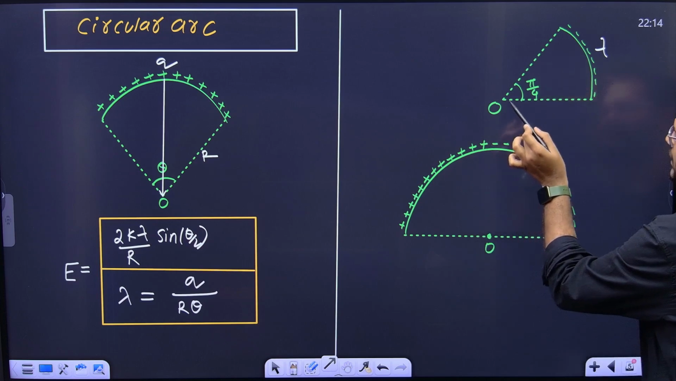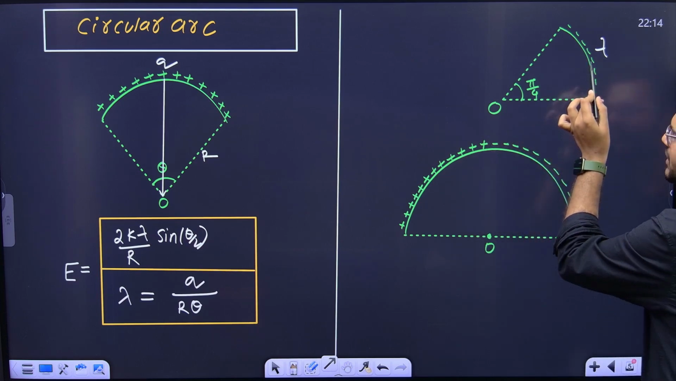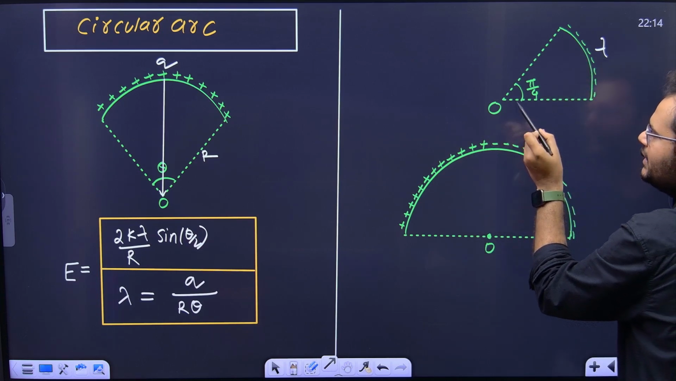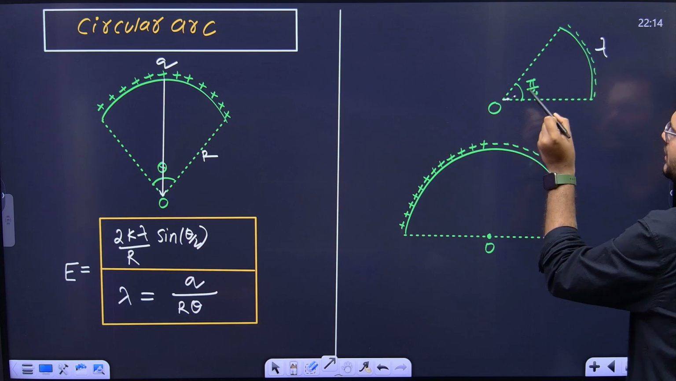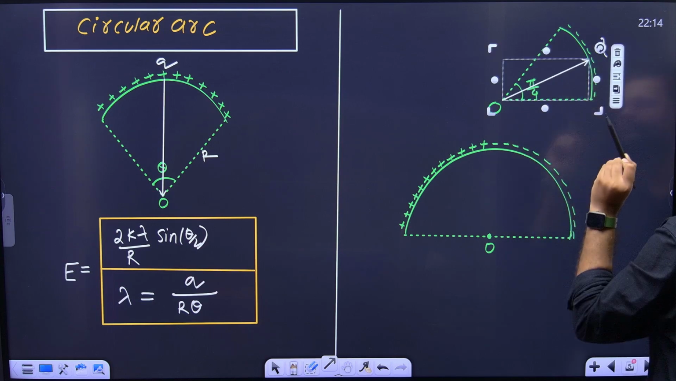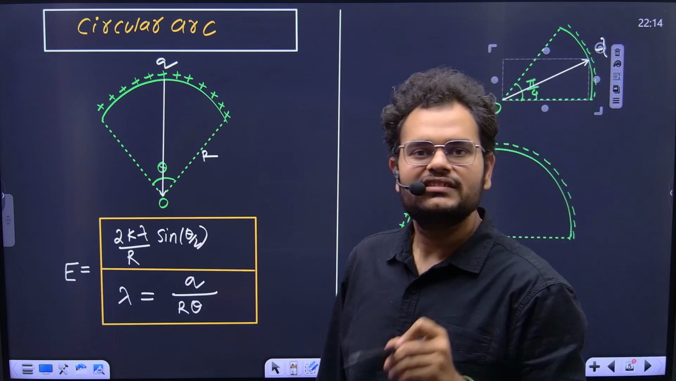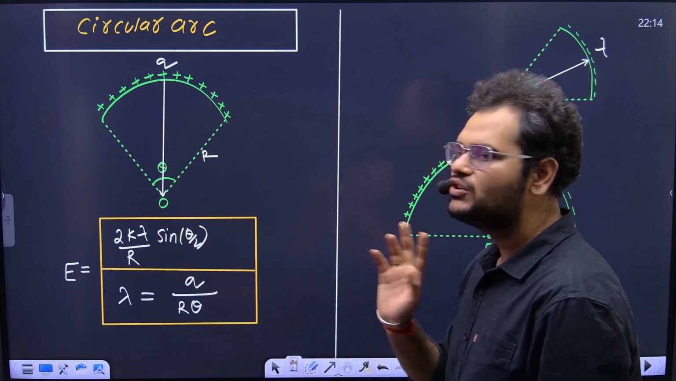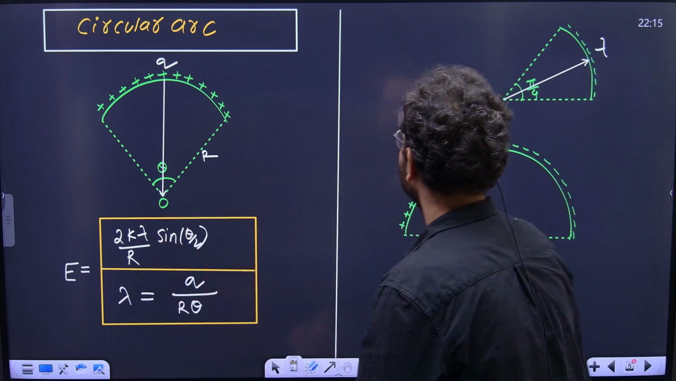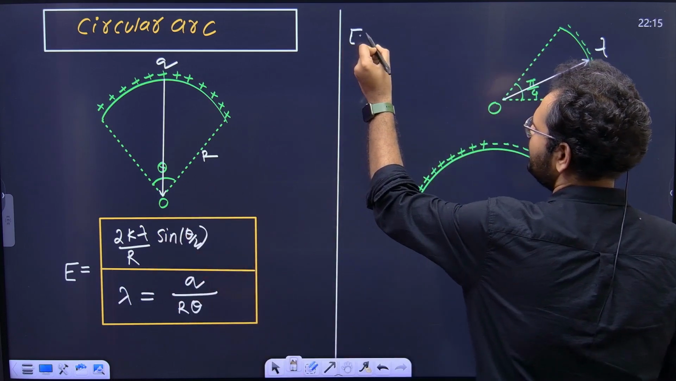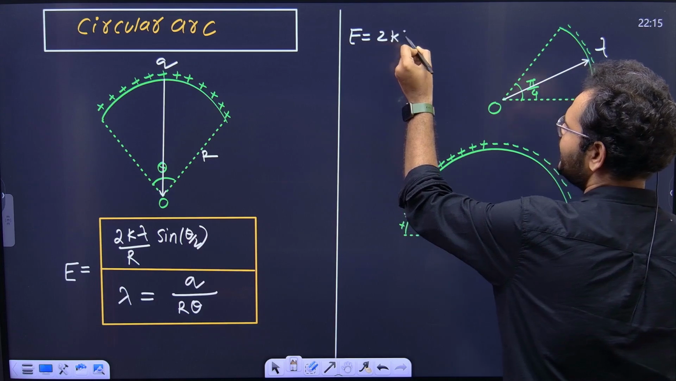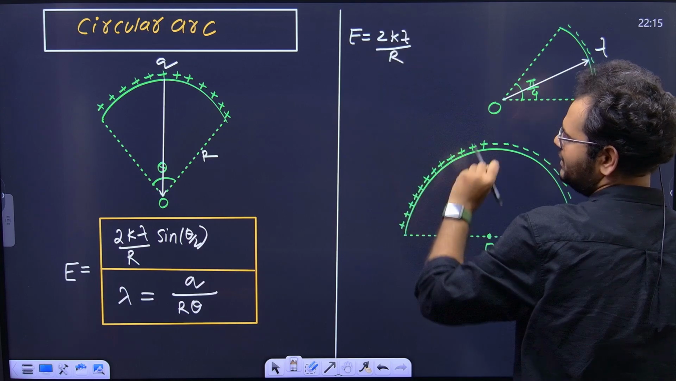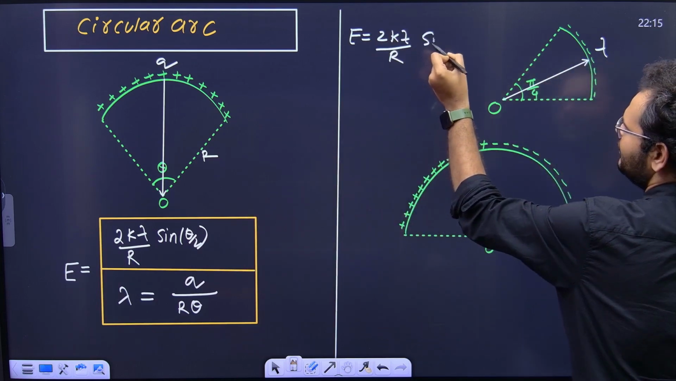So the electric field has to go like this, but now here it is a negative charge. Negative charge means the field will be towards the negative charge, so the electric field will look like this. Are you getting it, sir? And what will be the magnitude of the electric field? We will use this formula. So simply I will write the electric field here is 2k lambda by r, whatever the radius is, and sine.